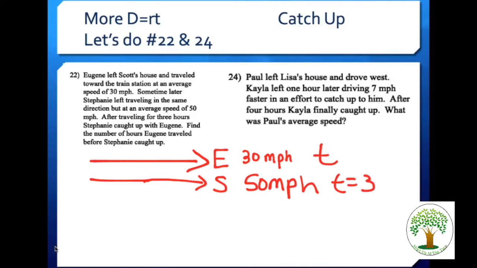Okay. So we know that their distances are the same. So I like to write this out. Distance of Eugene equals distance of Stephanie. I'm going to put in the place of the distances, because distance equals rate times time. So what's Eugene's rate times time? 30t. What about Stephanie's distance? It's rate times time. And 50 times 3. 50 times 3 is what I meant. Very good. Can you put the 3 in parentheses? You can.